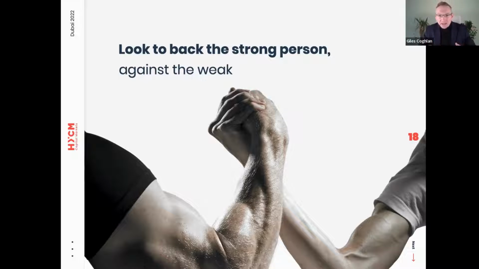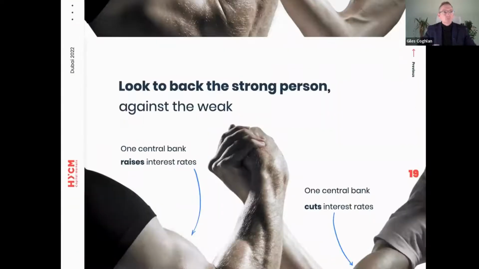Now, when you're trading currencies, they're traded as pairs. So you would trade the pound against the dollar, the Swiss franc, the pound against the yen. So when we're trading currencies, we're trading one currency against another. And what we're looking for is to back the strongest currency against the weakest currency. So that's the philosophy behind the decision.